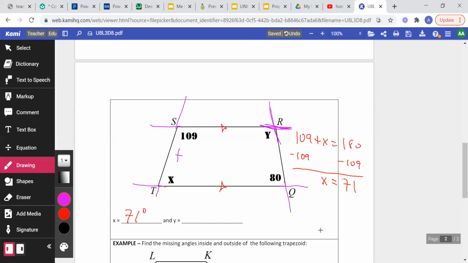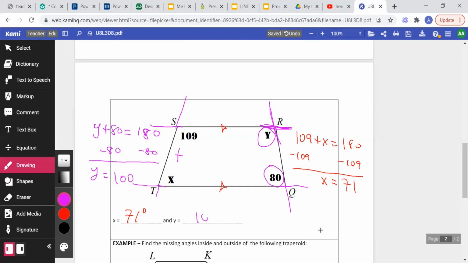Is it 80 plus Y equals 180? Yes, Y plus 80 equals 180. Good. Then how do I find Y? Do I add or do I subtract 80? Subtract 80. Okay. And when I subtract 80, what should Y be? What is 180 minus 80? Please, class, what is 180 minus 80? 100. Oh, okay, 100.